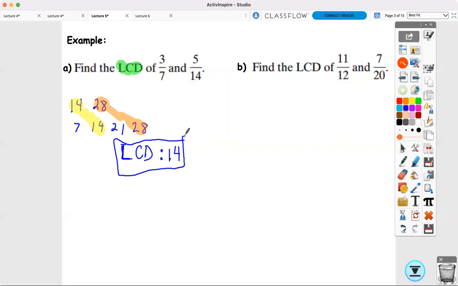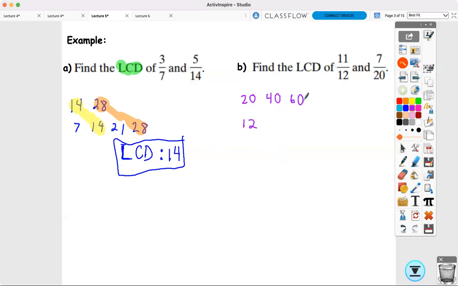All right, let's look at B. B is find the LCD of 12 and 20, of 11 over 12 and 7 over 20. So let me switch up my colors. So we're going to have 20 and 12. So multiples of 20. So 20, 40, 60. We want to keep going until we think we can find one for 12, right? But if you're not really good with numbers, you're going to do multiples of both numbers until you see some that are matched up.